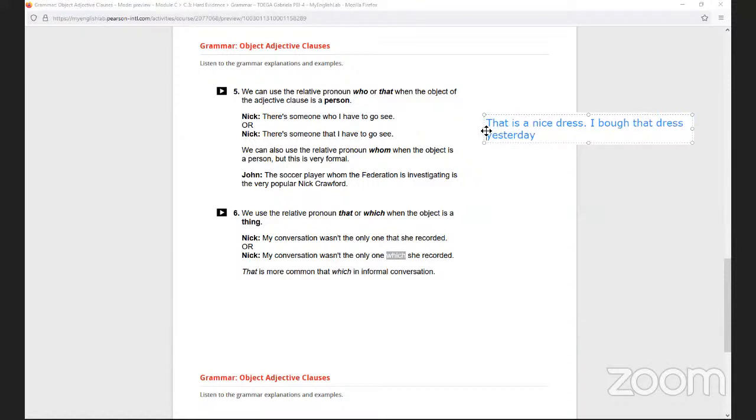So as you can see here, we have these two sentences, but they are separated, and I am using the same object in both sentences, right? That is a nice dress. In the first sentence, I am talking about the nice dress. In the other sentence, I am talking about how I bought that dress yesterday. So I'm talking about the dress too. So how can I join these two sentences into only one?